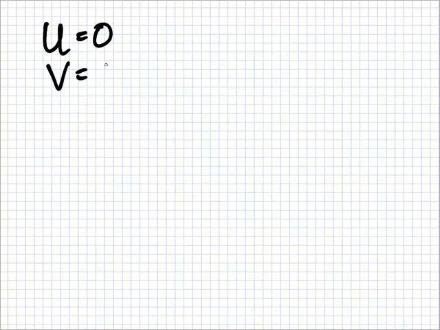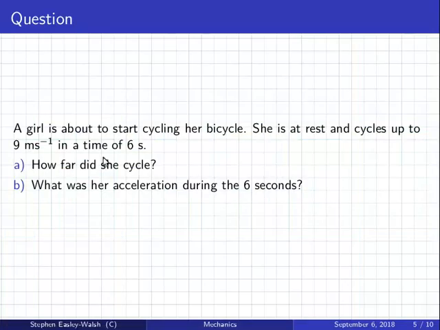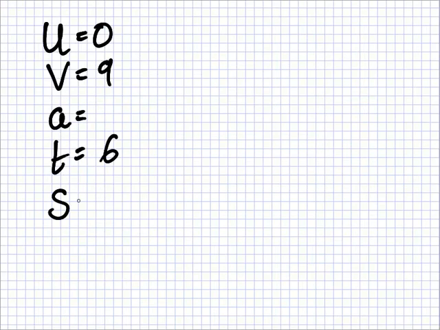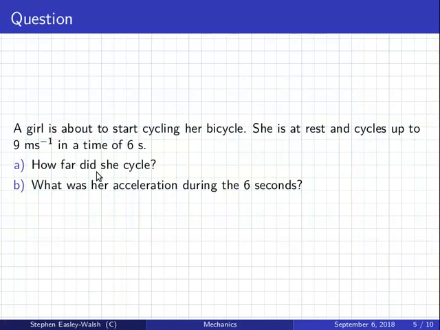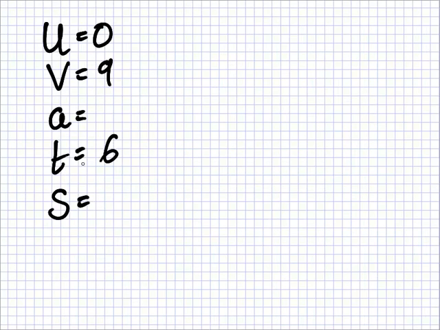Okay. U is 0. V is 9. A we don't know. T is 6. And S we don't know. If I want how far, that means I want the S. Look at your equations. Tell me which equation I could use to get S.